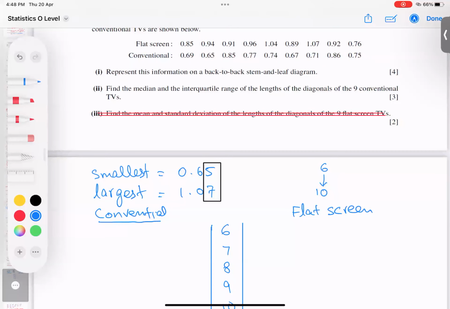Okay, you write the word screen or you don't write it, no issue at all. Let's start the cancellation process and writing technique. And let's start with the flat screen.